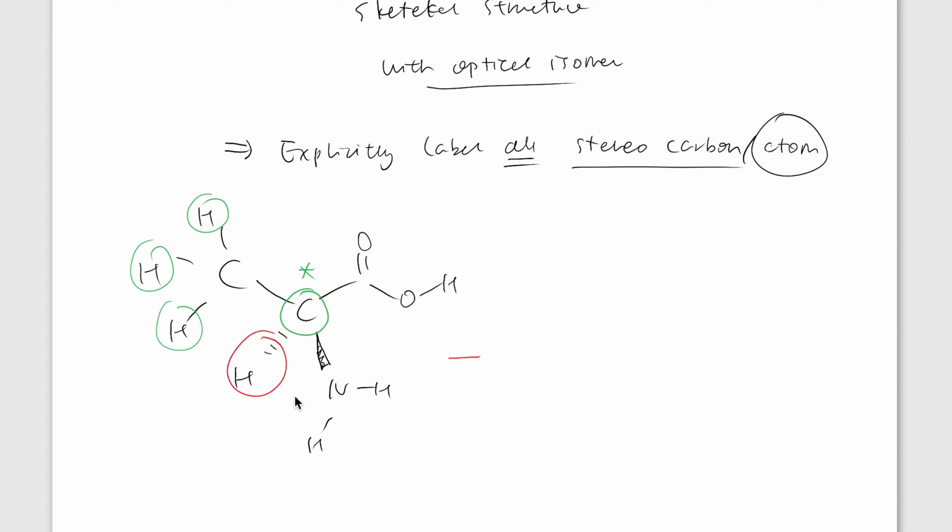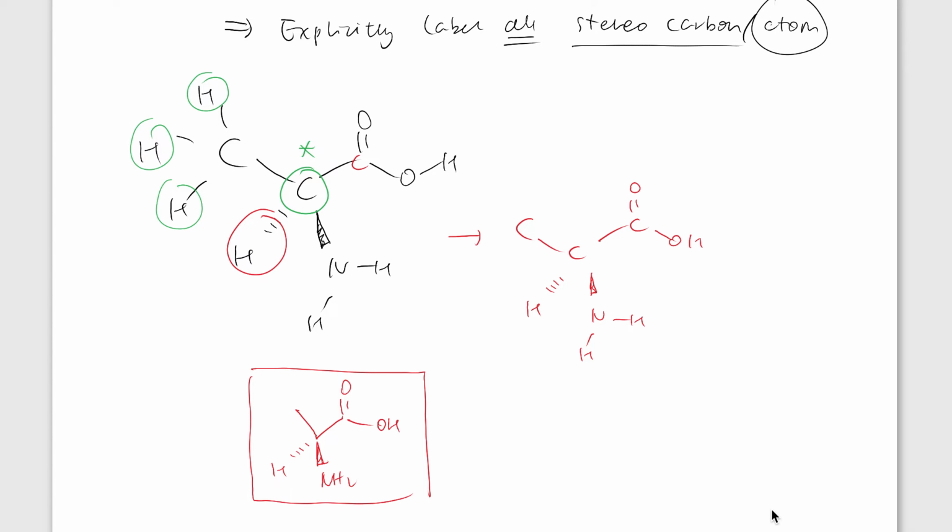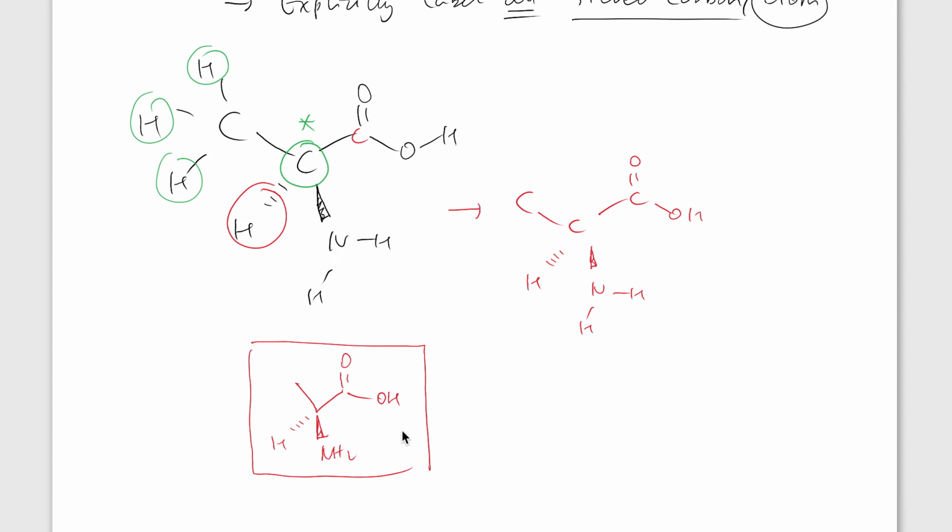So just want to draw. First of all, you know the 3 hydrogens. And then we just ignore all the carbons. So this is the final skeletal structure. The final skeletal structure should look like this.